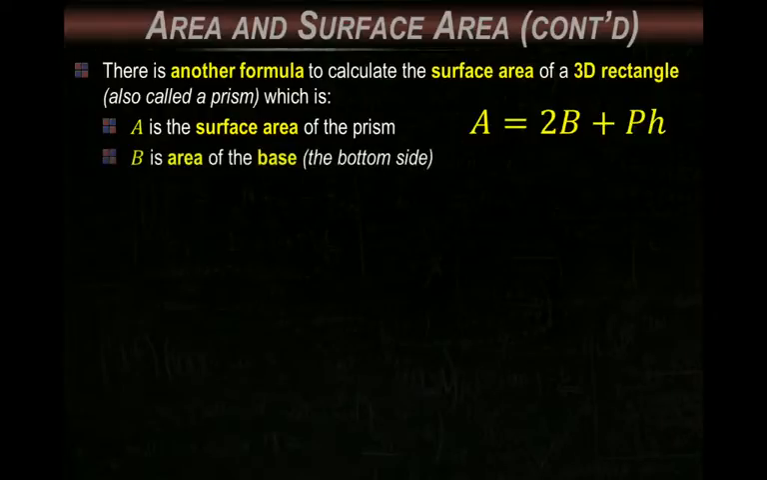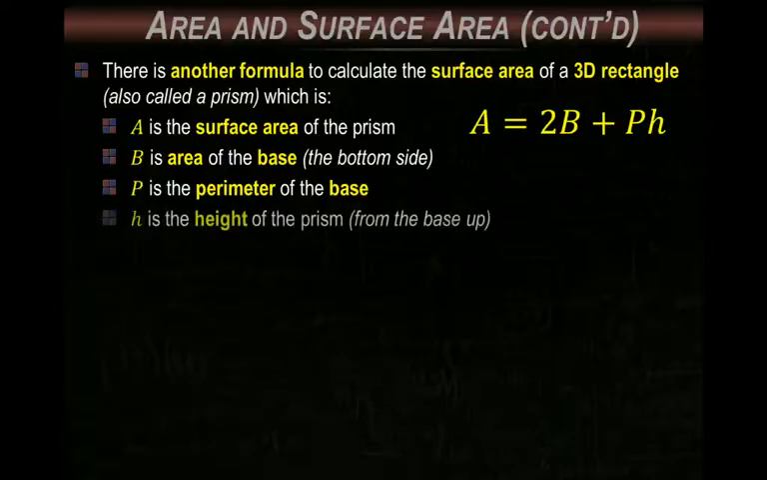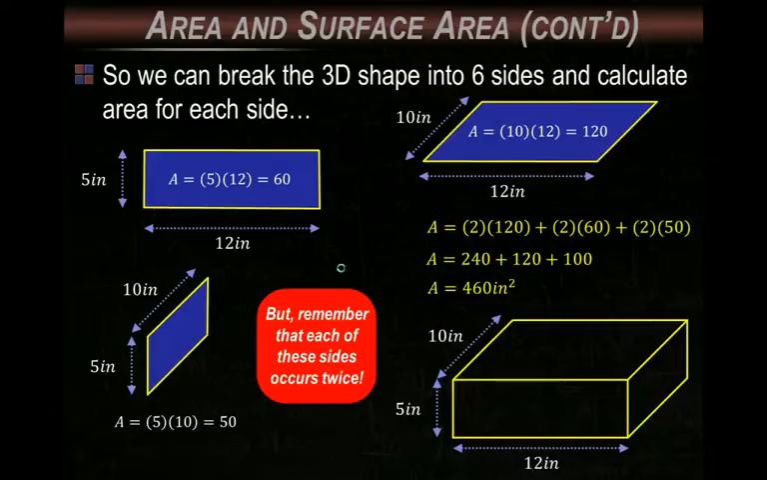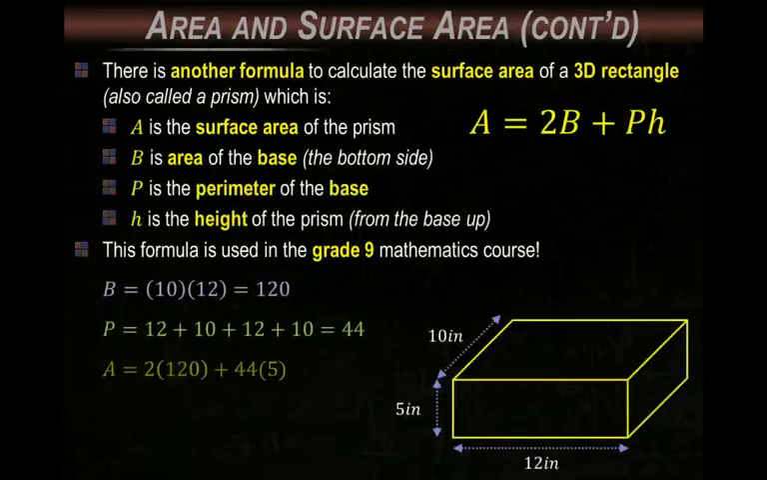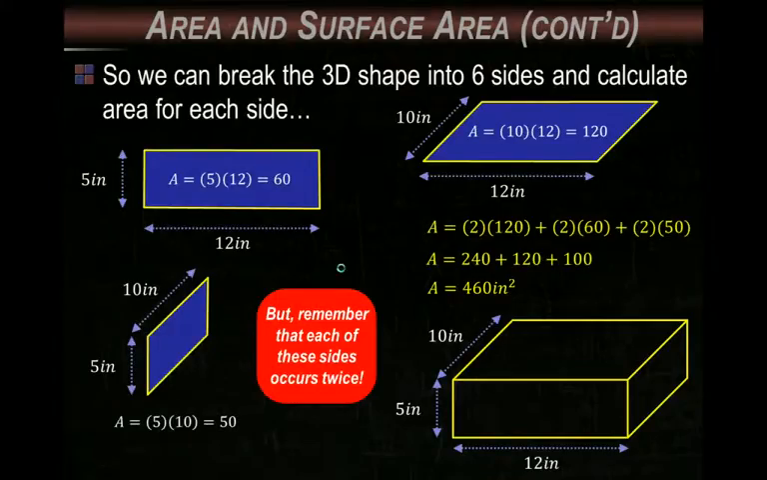So b is the area of the base, okay? h is the height, and p is the perimeter of the base. I forgot to ask you guys what p means, okay? So here's how you would calculate it using that formula, which again, you wouldn't have to. You could go back and do the other one, which is a little more work, but if I use this one, here's how I do it. The base is 10 times 12. The perimeter is 12 plus 10 plus 12 plus 10. That's the distance around. Then I plug in: 2 times 120 plus 44 times 5. Keep calculating, and you know what I get? The exact same answer, 460, which was the exact same answer I had when I did it the other way.